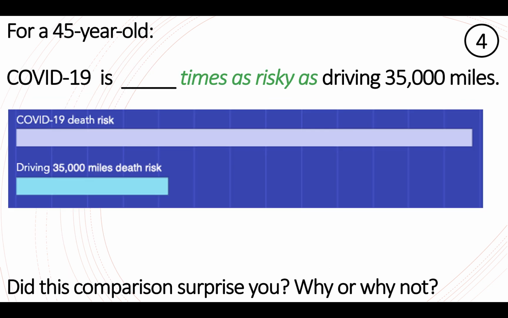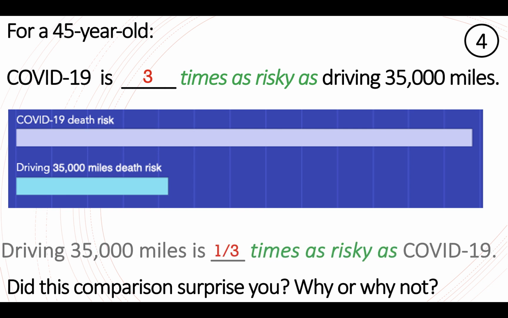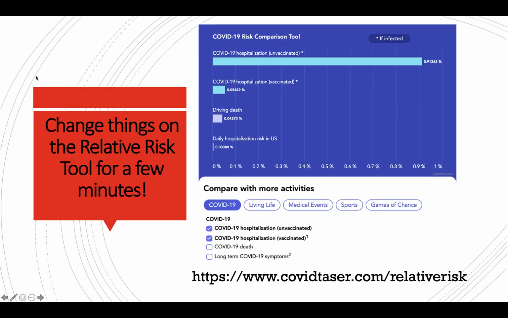We then have comparing COVID-19 to driving 35,000 miles, and ask the kids to discuss: did this surprise you? Why or why not? If you have the time and the technology, you can have your elementary students go onto computers, go to the website for the tool and start exploring it for themselves. They'll have access to many more options than are in the handouts where they're comparing things with their fingers.